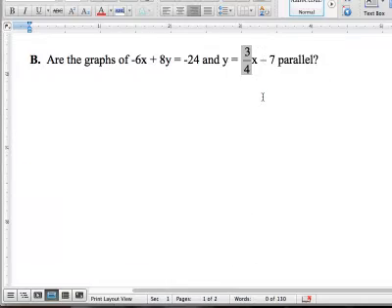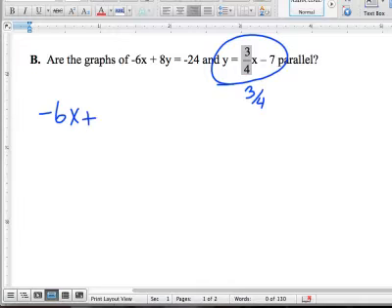Letter B. All right, we got two equations here. We want to know if they're parallel. The one on the left, we're going to have to manipulate a little bit because we can't tell right now. The one on the right, can we see what the slope is? Yeah, the slope on the one on the right is 3/4. So we got that one taken care of. So now we just need to transform the equation negative 6x plus 8y equals negative 24.